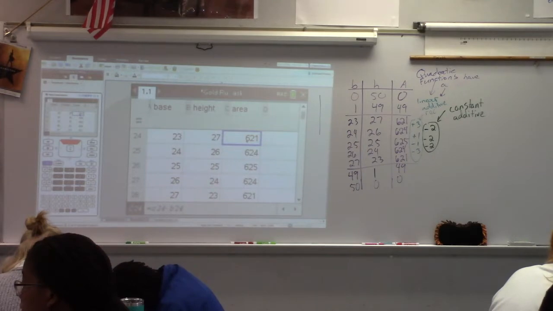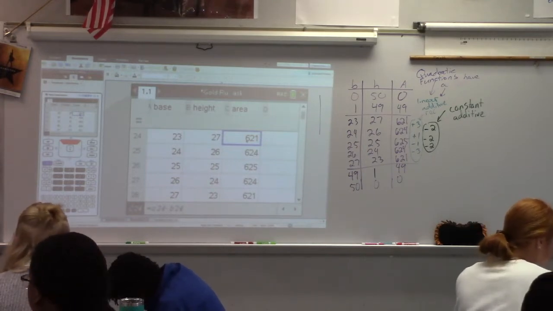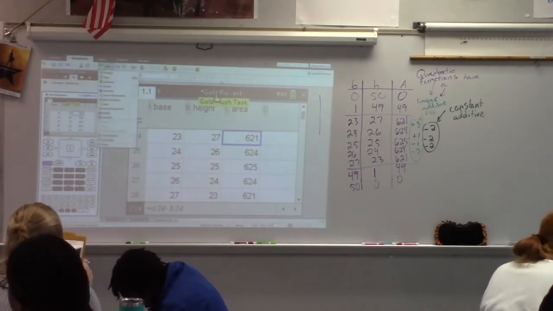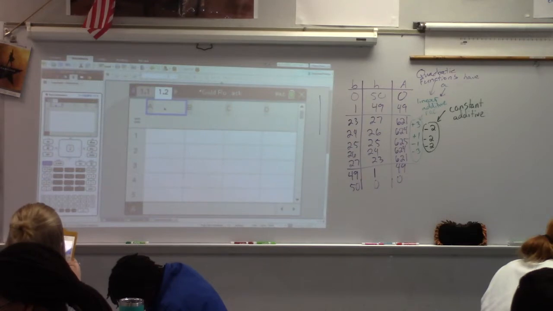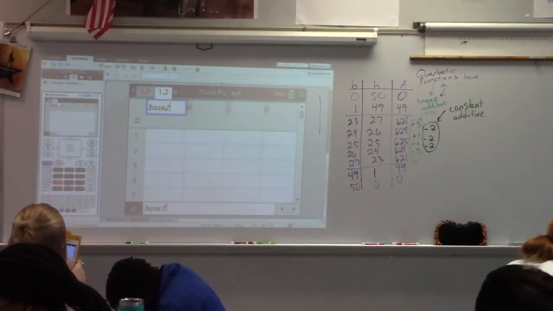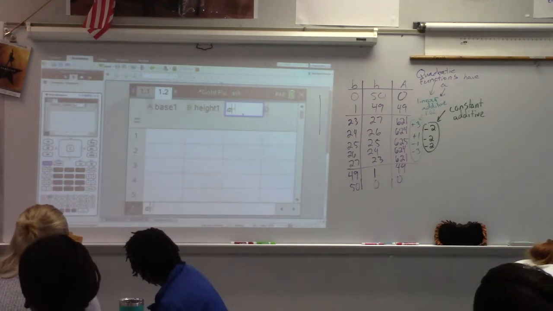So create another list and spreadsheets page in the calculator. I'll leave this information up here so you can take notes later, but create another list and spreadsheets page. I'm just going to call this base 1 because I need a different variable name. And I'm going to call this height 1. If you put the same exact variables in, it'll just fill it in for you. And I'm going to call this area 1 as well.